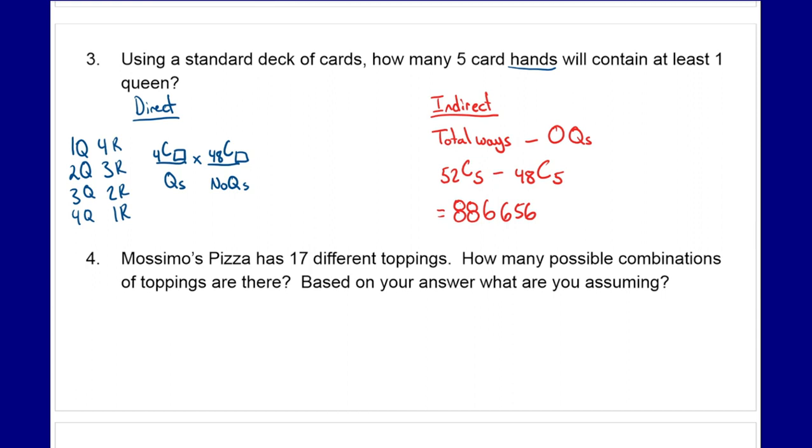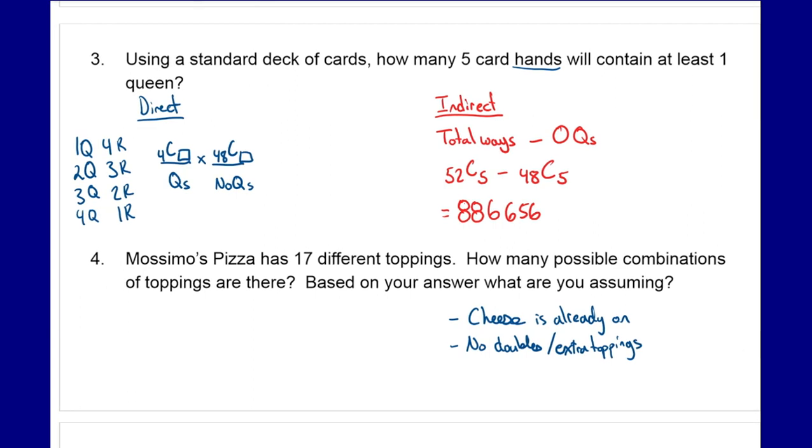Lastly, Massimo's Pizza has 17 different toppings. How many possible combinations of toppings are there? And based on your answer, what are you assuming? Well, if we look at the 17 different toppings, and we're going to assume that cheese is not counting, or cheese is already going to be on the pizza. So that's one assumption we can make. So cheese is already on. You're going to also assume there's no doubles, things like that, no repeats. So no doubles or extra toppings. Maybe say I want extra pepperoni, something like that.